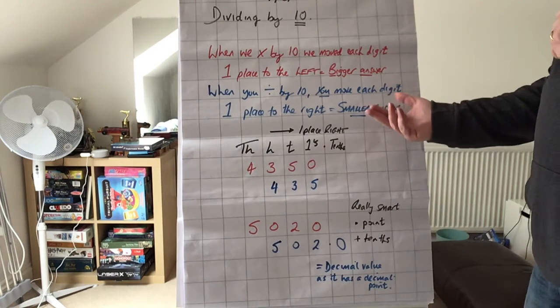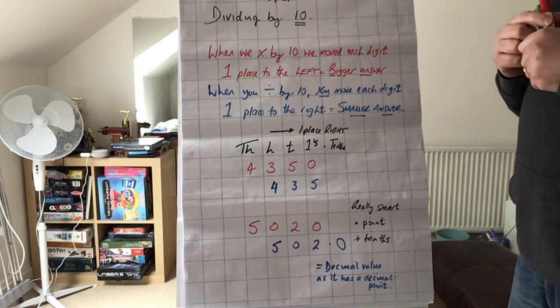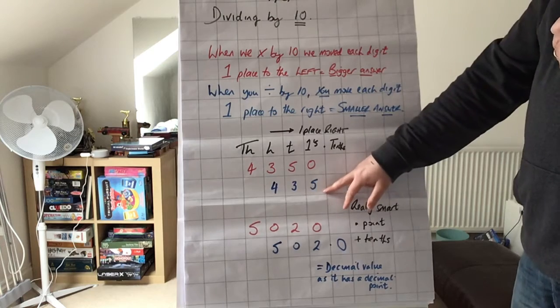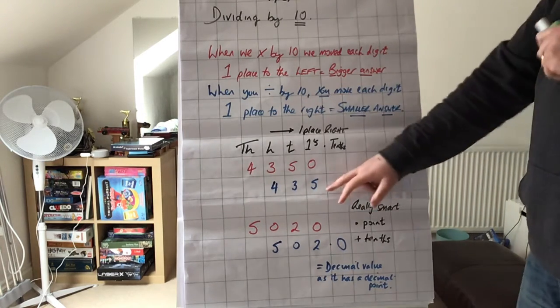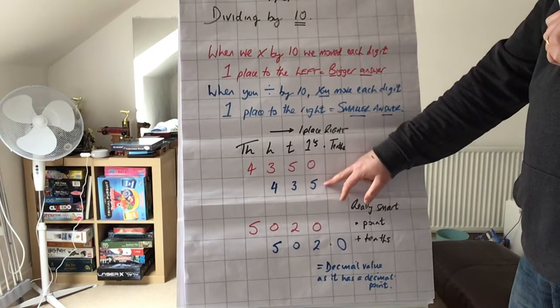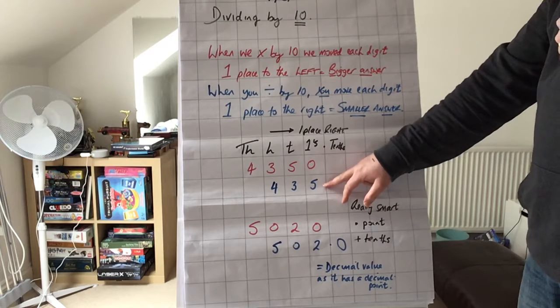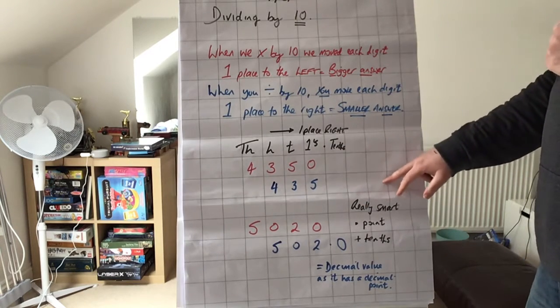I am dividing it by 10, therefore I'm moving each digit one place to the right. So the 4 moves one place, the 3 moves one place, the 5 moves one place, and the 0 goes off the scale at the moment. So all you need to write, the answer is 435. That's as simple as I can make it. Don't worry about this 0, it just disappears into the tenths and the hundredths.